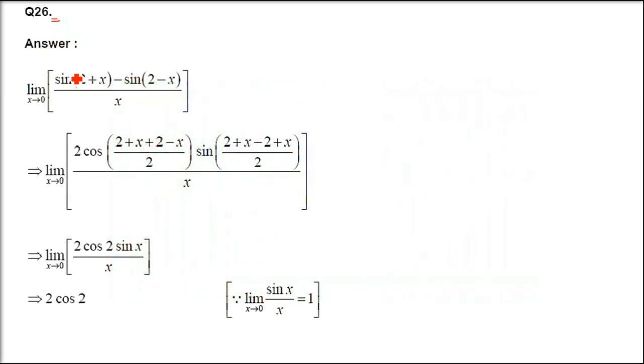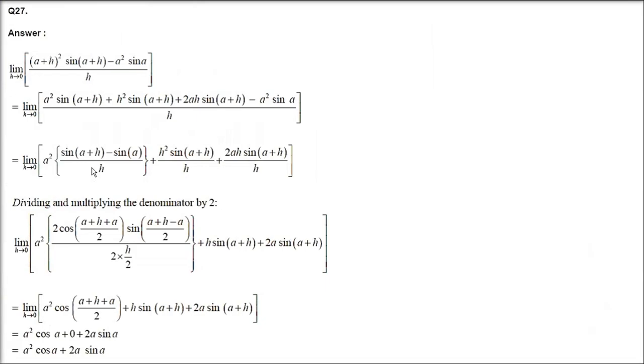This is the 26th question. Here we have the limit as x tends to 0 of (sin(2 + x) - sin(2 - x)) / x. Sin C minus sin D is 2 cos((C + D)/2) sin((C - D)/2). So here x gets cancelled, 4 by 2 is 2, so 2 cos 2. The 2s get cancelled, 2x by 2, so sin x. Now cos 2 is a constant. This is sin x by x, and as x tends to 0, sin x by x is 1. So 2 cos 2 will be the answer.